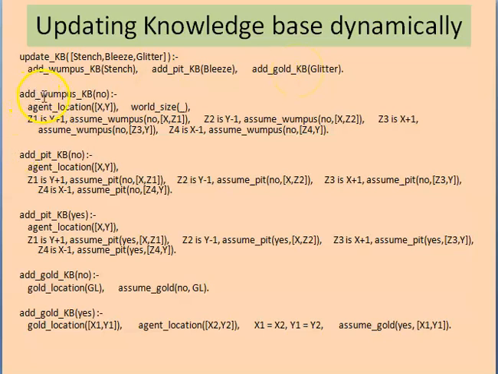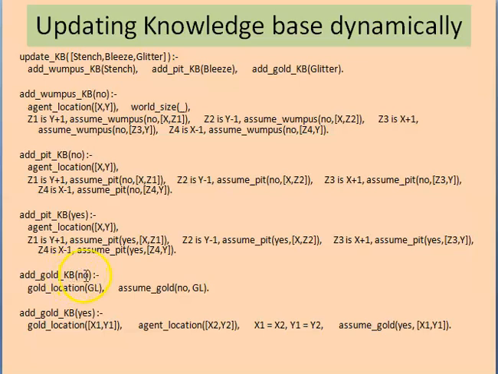So we will add Wumpus no. If the parameter of stench is no, then we will take the agent location and mark all the adjacent cells as not having the Wumpus. Then if the pit parameter breezy is given as no, we will mark all the cells adjacent to the agent location as not having a pit. And if breezy is given as yes, then we will mark all the cells adjacent to the agent location as having the pit as yes.